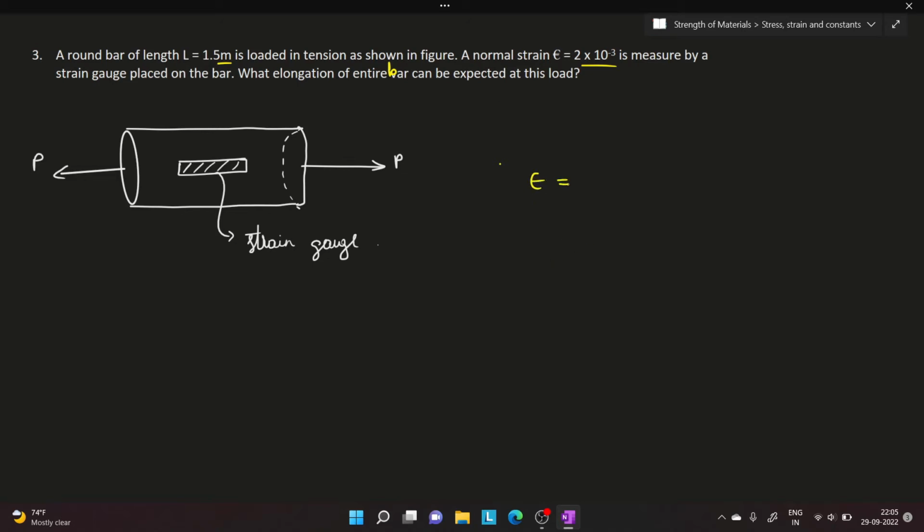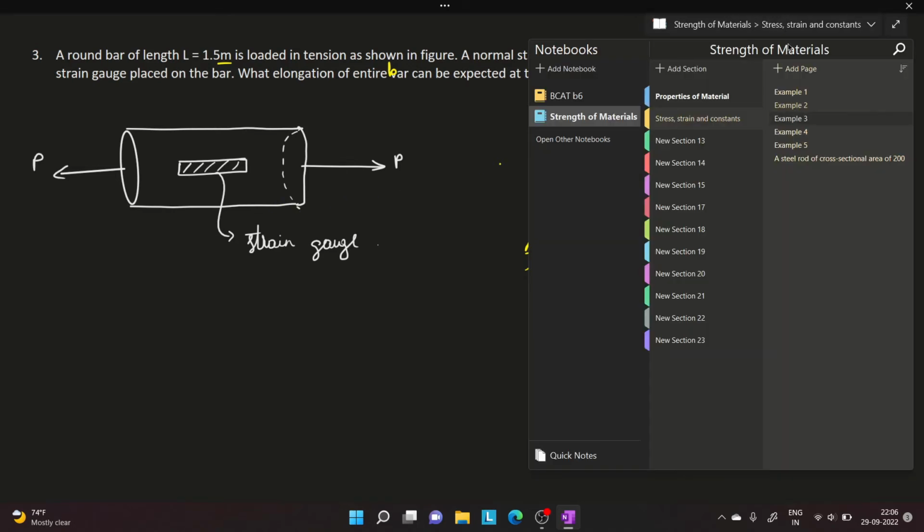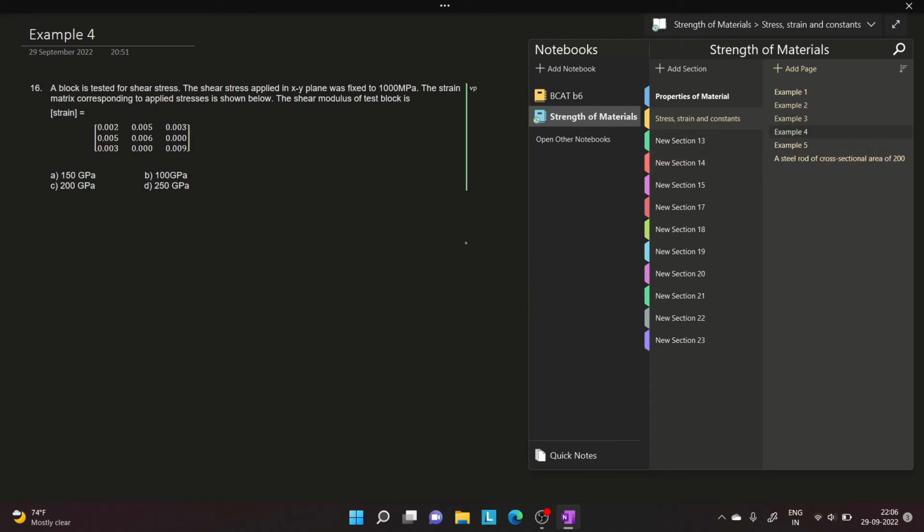So we are going to have epsilon is equal to delta L by L. Simple formula. I have to find the delta L, so I'll keep it on the LHS. Here epsilon is 2 into 10 to the power of minus 3, and L, since delta L is in millimeters, is 1.5 into 10 to the power of 3, which is nothing but 2 into 1.5 is 3 mm. So delta L of this particular element, or let's say a bar, is going to be 3 mm. Straightforward question. Let me move to the next one.